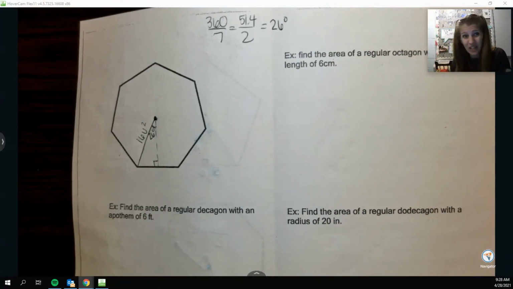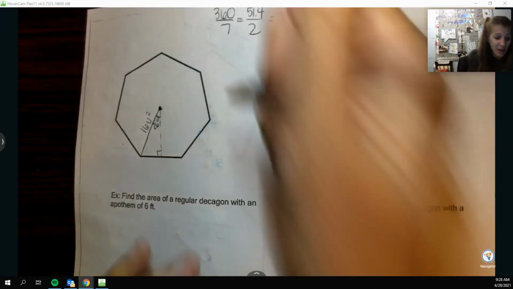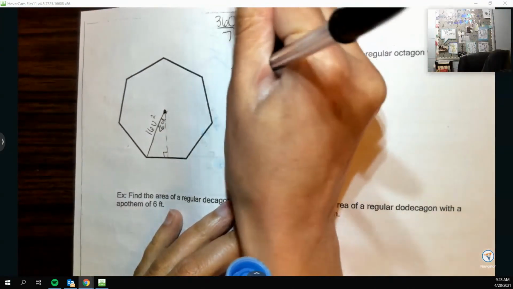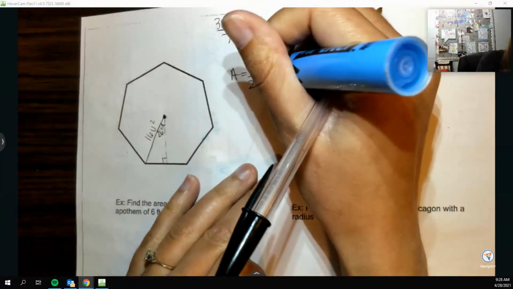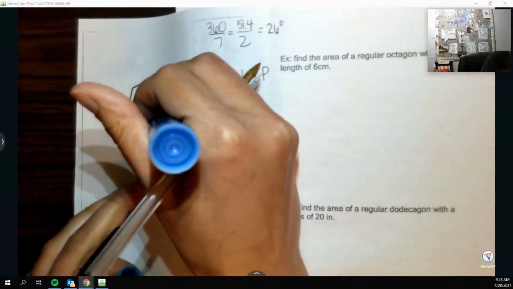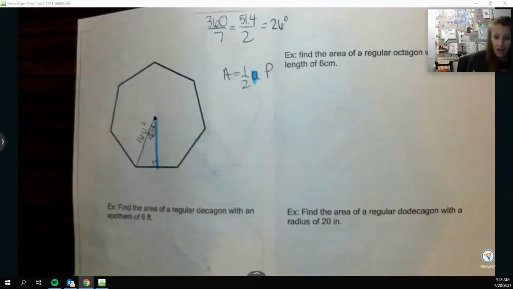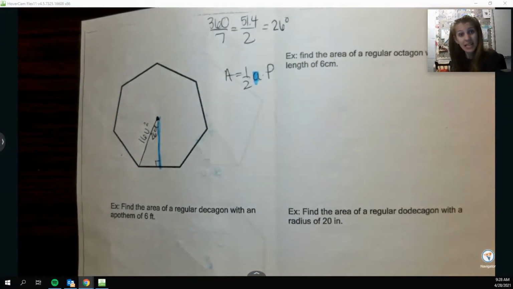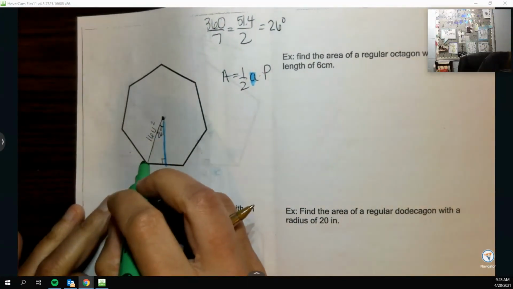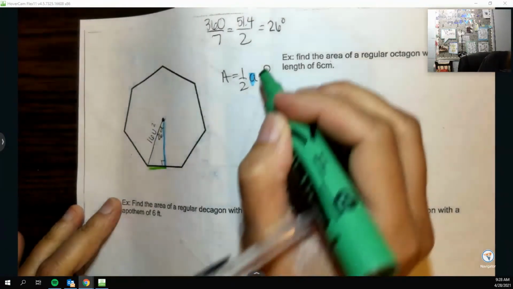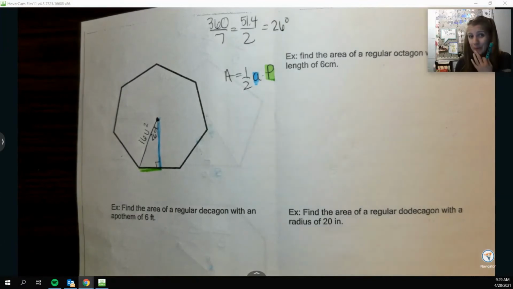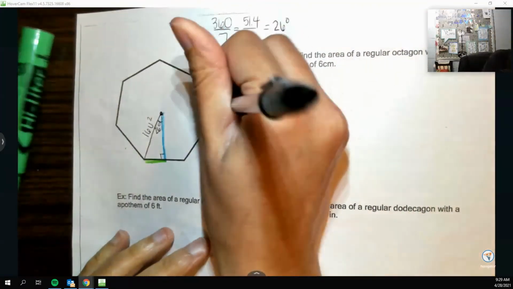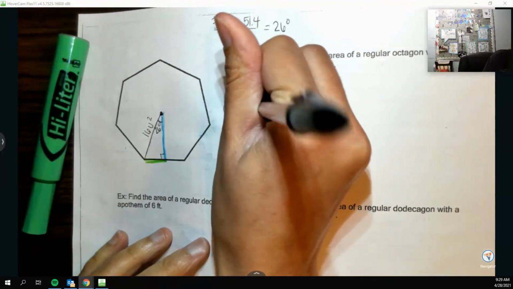And also, unfortunately, if I want to find the area, half apothem times perimeter, I do not have the apothem. And I also do not have a side length to get me the perimeter. So I gotta find both. So let's start with the apothem maybe. Let's say we're gonna find our apothem first.